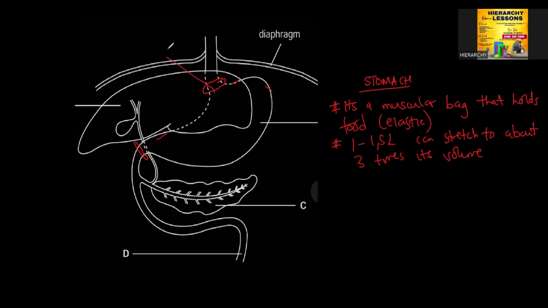The junction between the esophagus and the stomach is called the cardiac sphincter. Between the small intestine and the stomach, it's called the pyloric sphincter. The purpose of these sphincters is to prevent regurgitation of food. The cardiac sphincter prevents regurgitation of food from the stomach back into the esophagus.